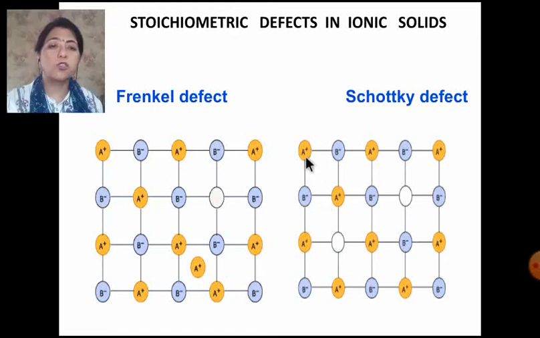And the stoichiometry of the crystal is not disturbed. When the cation and anions are missing, that is a Schottky defect. And when the cation, which is usually smaller, occupies the interstitial site, it is misplaced. Here we will use the term misplaced, there missing. So let's take up each defect one by one.